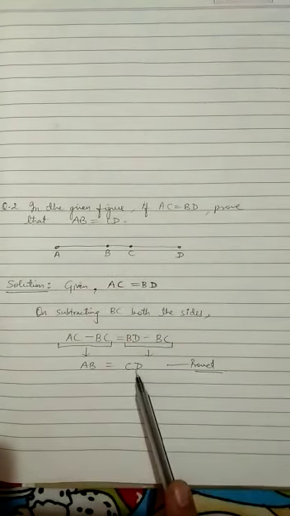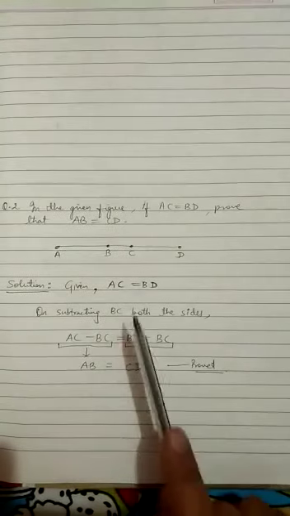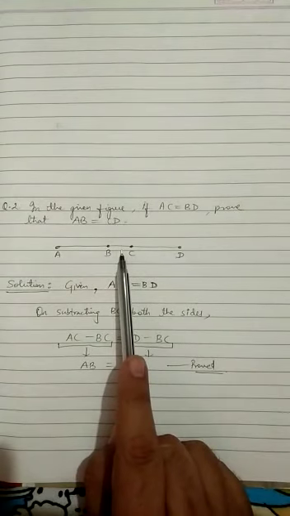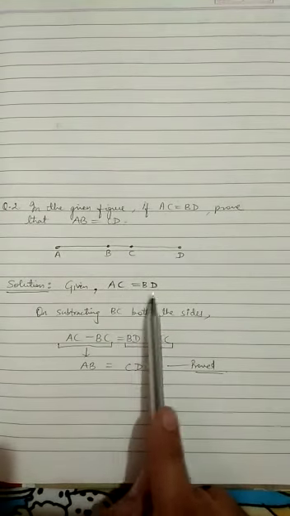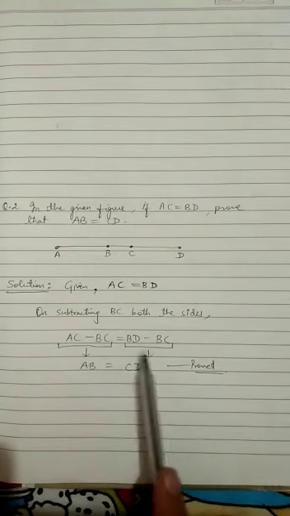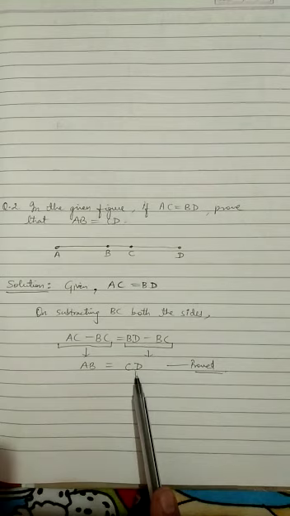So we have to prove that AB equals to CD. Once again you can see AC given equals to BD. We will subtract this BC common part from both the sides, left hand side and right hand side. AC minus BC equals to AB. BD minus BC equals to CD.